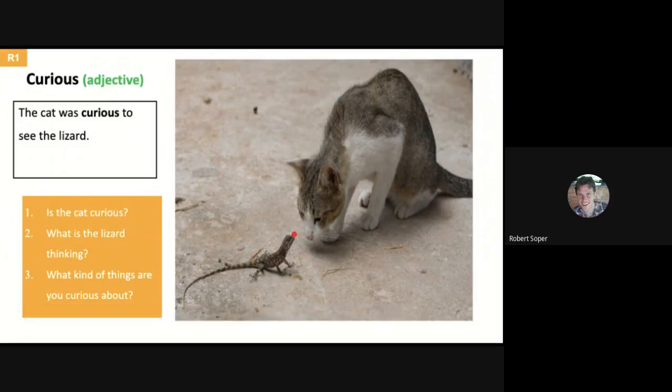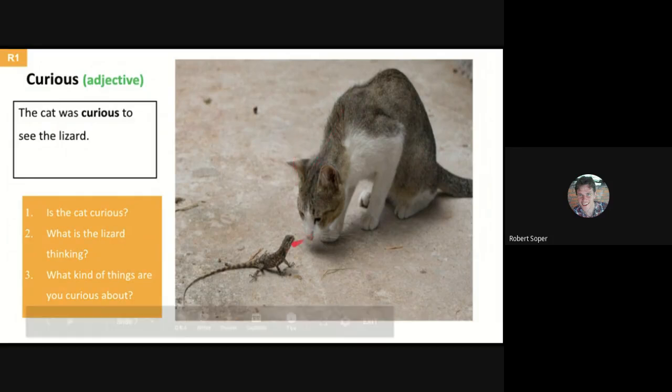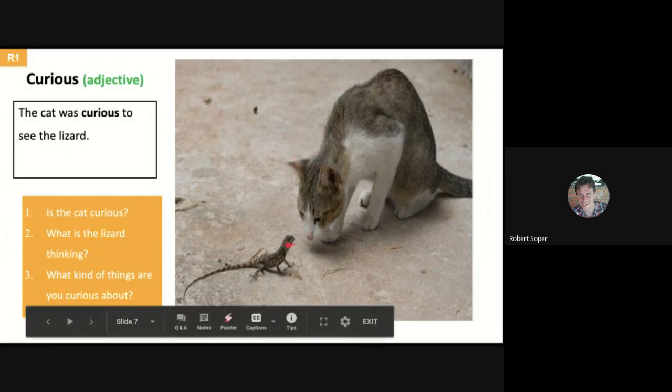Why do we think the cat looks curious? Well, the cat seems very interested in this lizard. He's wondering, what is that thing with 4 legs and a big long tail? So he's slowly stepping closer to it, sniffing it with his nose, trying to work out what it is. So this cat is very interested in this lizard. Probably never seen a lizard like that before.